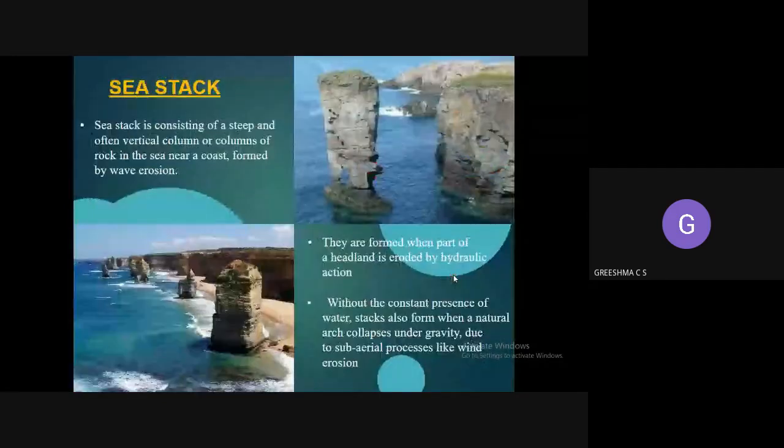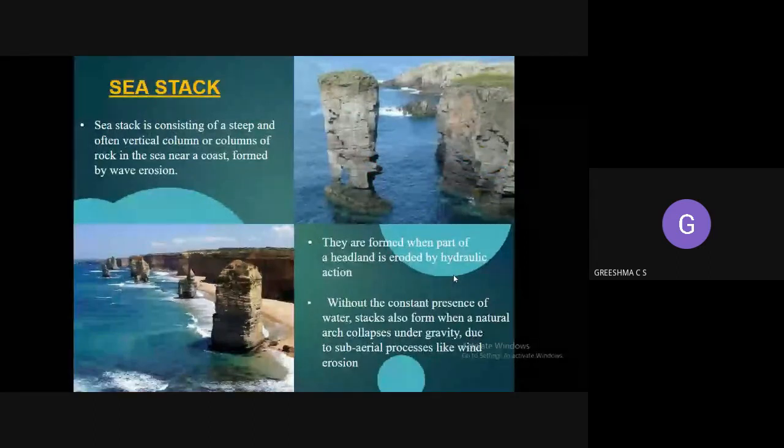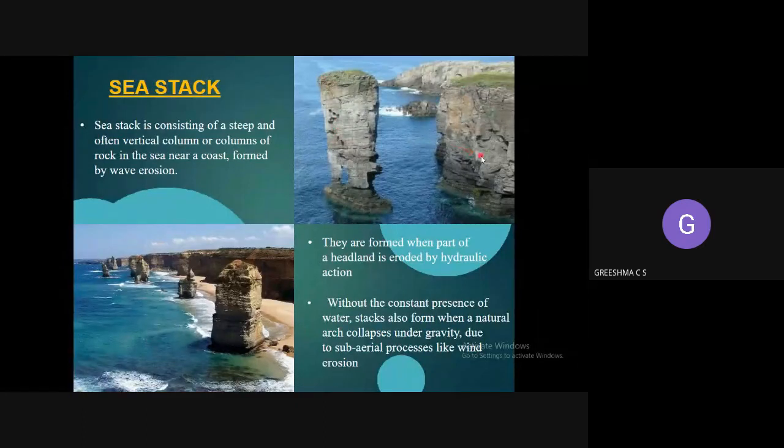See this picture. Okay, so here you can see this is a rock, a solid mass rock, and another rock which is standing alone. Now what has happened? This rock has been detached from this parent rock. This rock is one that has broken off from the parent rock. This is a sea stack.